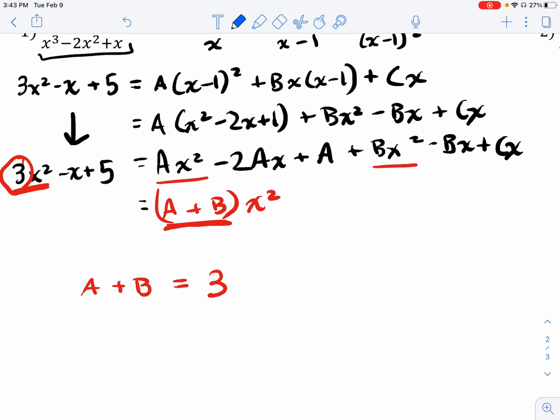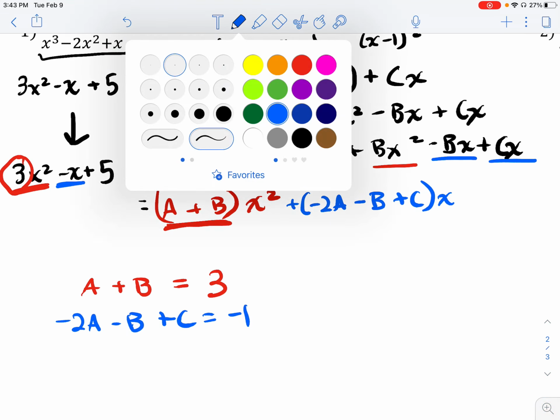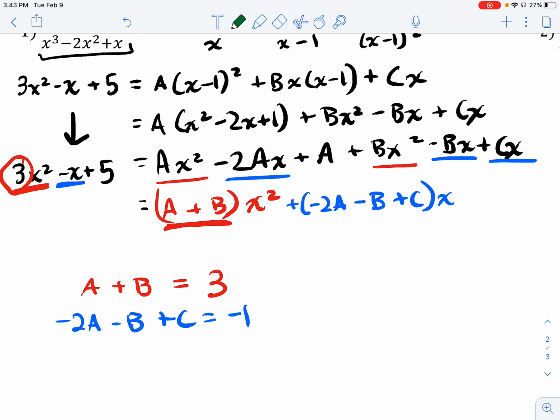Next up, let's group together all of our x terms. So we've got negative 2ax minus bx plus cx. That has to be equal to negative x. So let's write that. We've got negative 2a minus b plus c with that x factored out. So negative 2a minus b plus c has to be equal to negative 1, because that's the coefficient in front of the x.